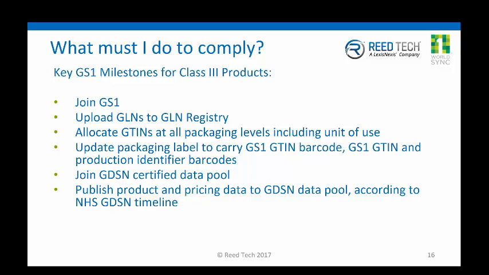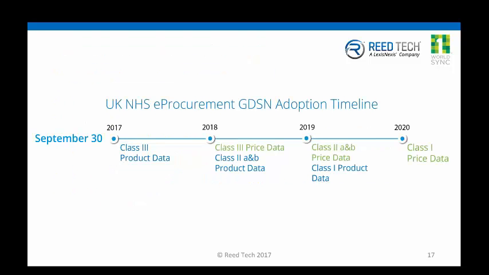And then once that's in place, you must begin publishing this product and pricing data to the GDSN data pool according to the timeline, which I will cover in the next slide. So we are familiar with the September 24th UDI deadline each year. Now our friends in the UK for the NHS have given us a September 30th deadline, which begins this year.